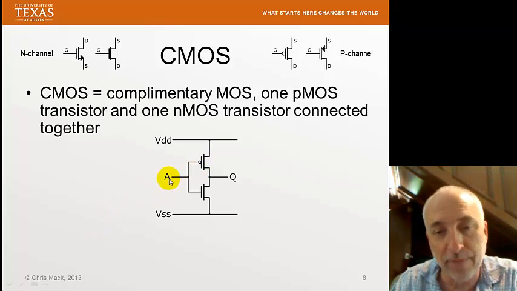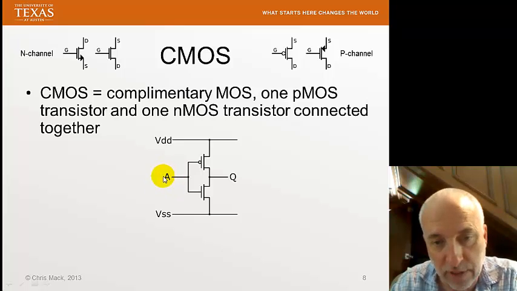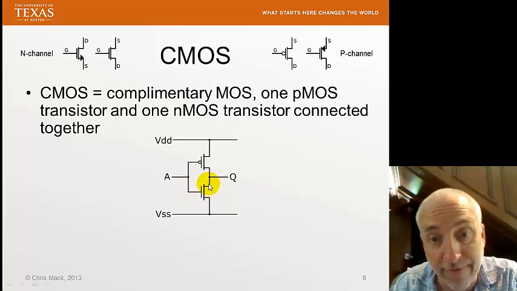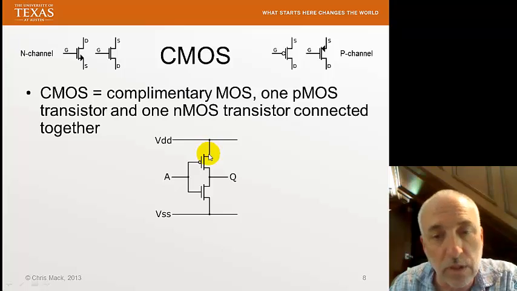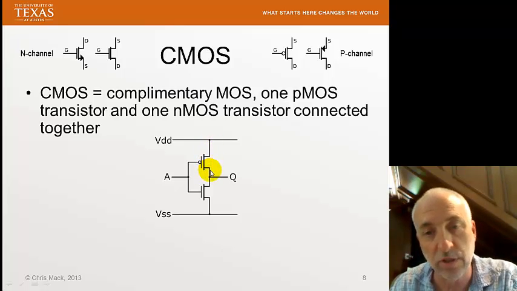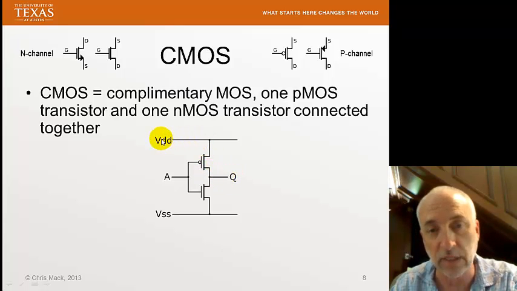Now, let's do the opposite. Let's put a negative voltage for A. We'll set A to be equal to VSS. That turns off the N-channel transistor. This becomes an open switch, open circuit right here. But it turns on my PMOS device. This creates a P channel and short circuits the source to the drain. In other words, Q will have the voltage of VDD.